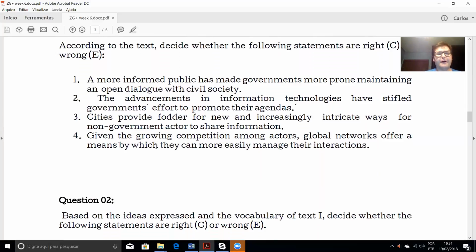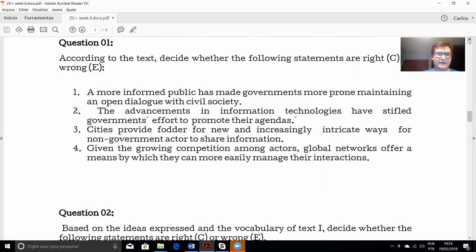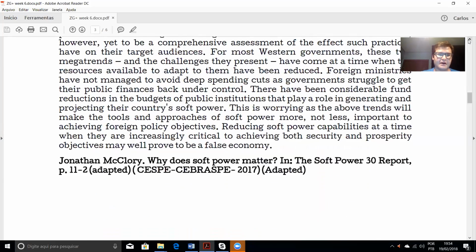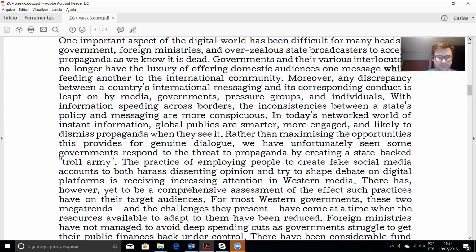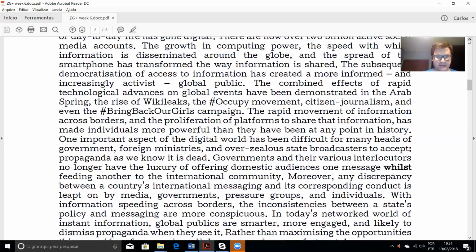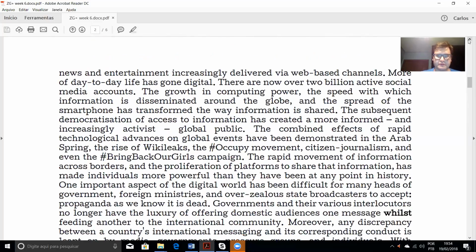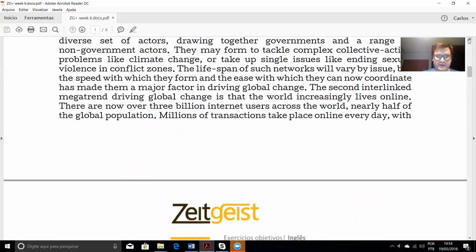Cities provide fodder for new and increasingly intricate ways for non-government actors to share information. And this is also correct. He sees the roles of cities. He says it right here. Let me find the actual excerpt of the role of cities, which is quite interesting. Let me just find it here very quickly.